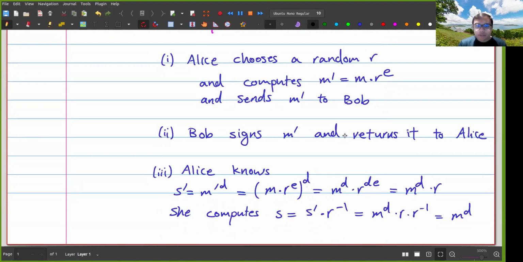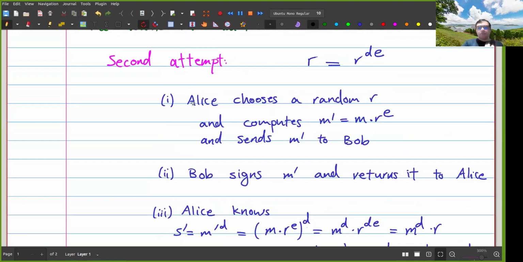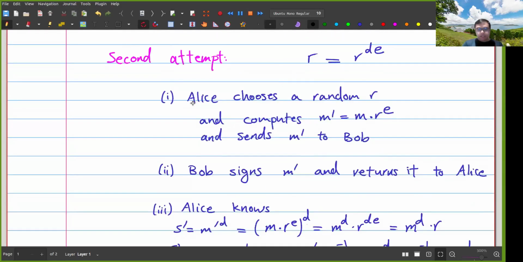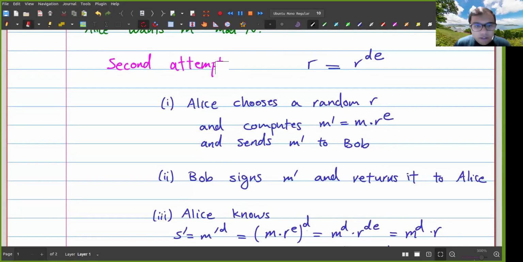Okay, so let me continue with this now. How can we use it? How can we use blind signatures? So I called this a second attempt, but actually this is called blind signatures. It's a blind signature in the sense that Bob doesn't know what he's signing.